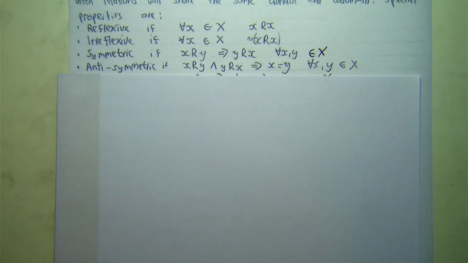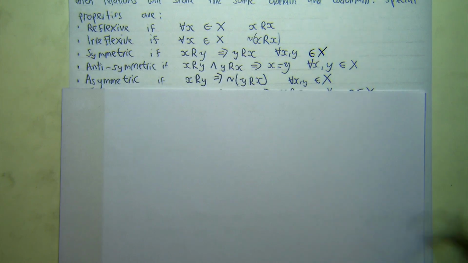Antisymmetric: if x relates to y and y relates to x, then x is equal to y. An example of that could be the greater than or equal to relationship, because if two numbers are greater than or equal to each other, they must be the same number.